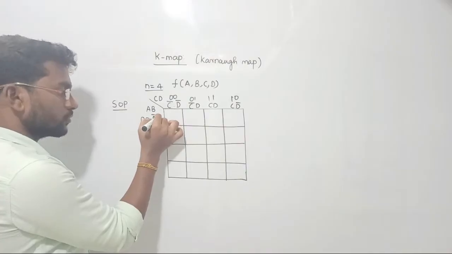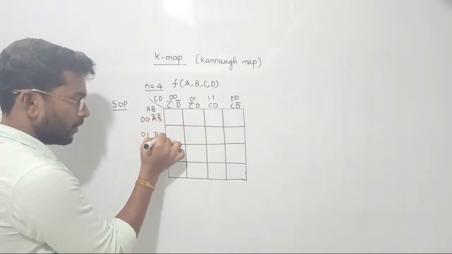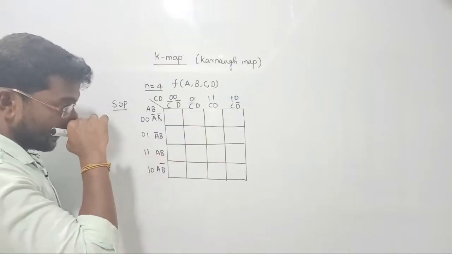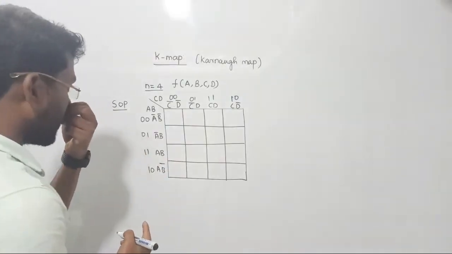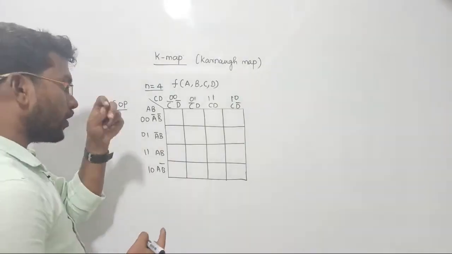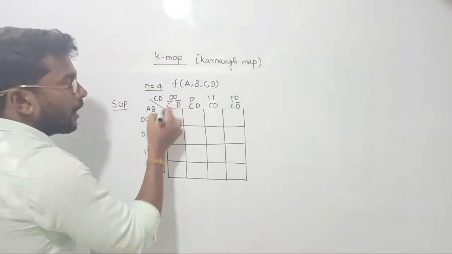A bar, B bar, A bar B, that is AB, AB bar. Let us club them together, right? So now how will you club them together? Since they are performing product, that is min term form, we have to multiply all these together.